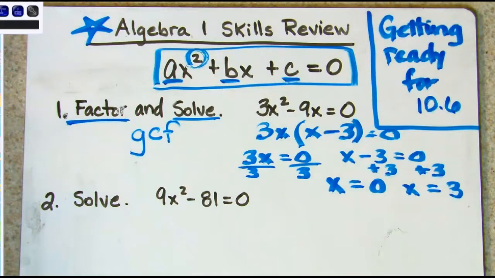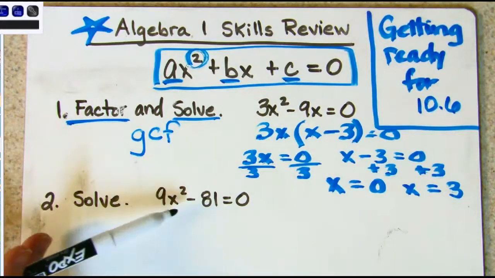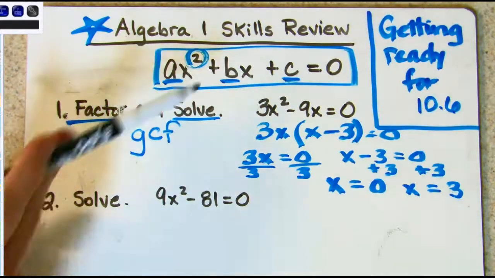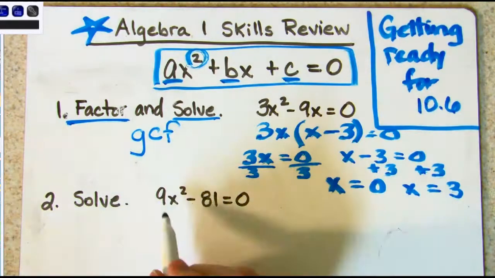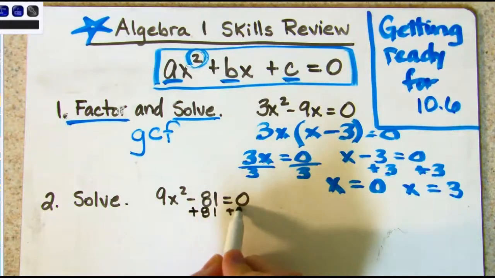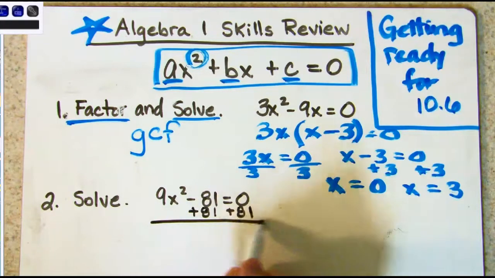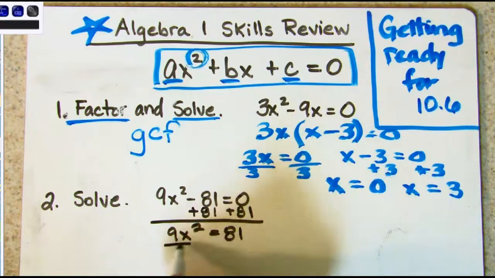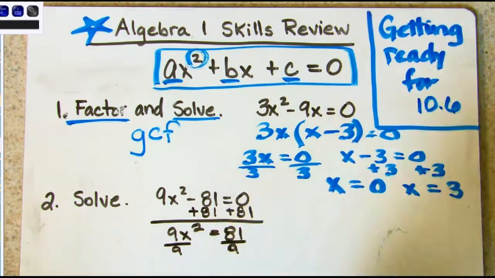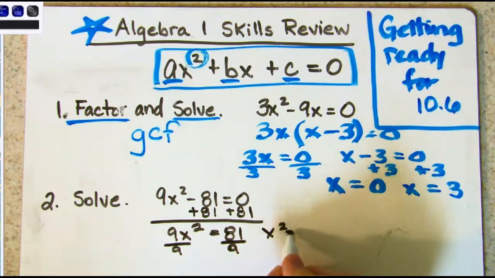Now number 2. Number 2 says solve. Factor is no longer there. Now there is a reason why this one's like that. This one's actually much easier than number 1. It does not have a bx term. It only has one x, so it's got that x squared. Therefore, we can get x squared by itself. So the first thing we do is we add 81 to the other side. And we get 9x squared equals a positive 81. We then can divide by positive 9. And we get x squared equals 9.